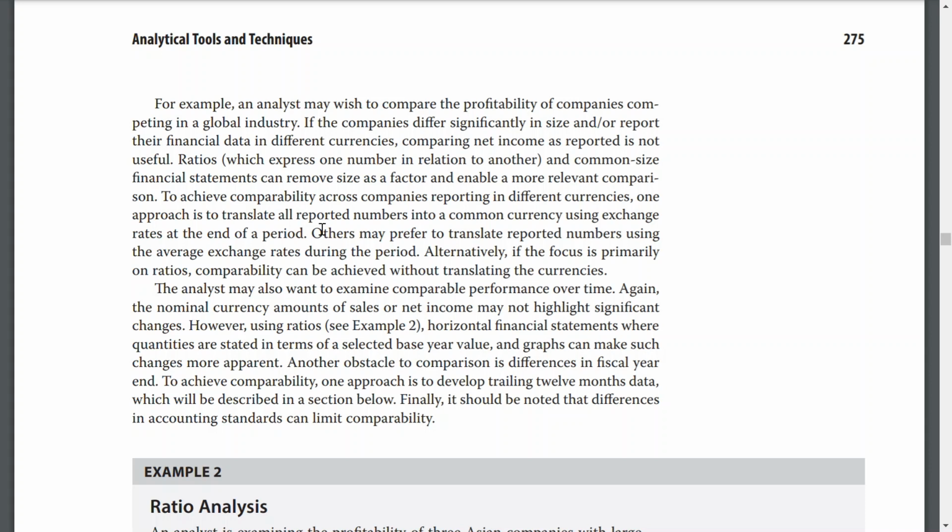Another obstacle to comparisons is differences in fiscal year ends. To achieve comparability, one approach is to develop trailing 12-month data, which will be described in a section below. Finally, it should be noted that differences in accounting standards can limit comparability.